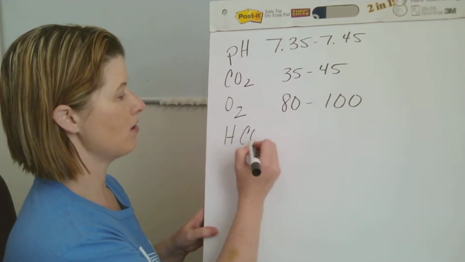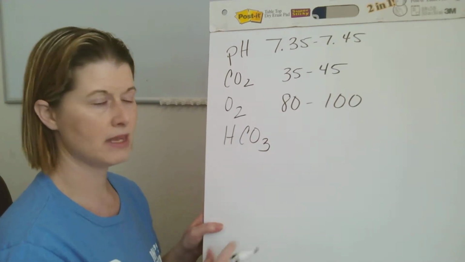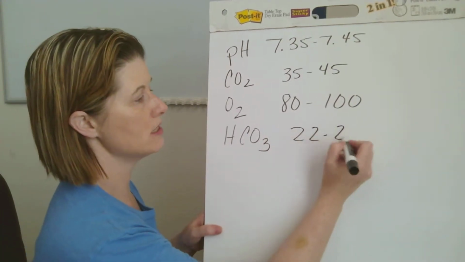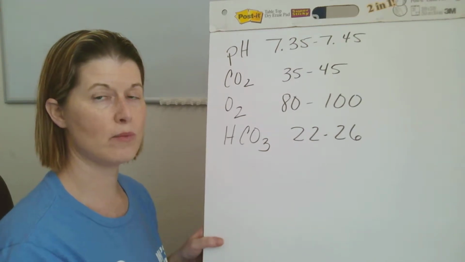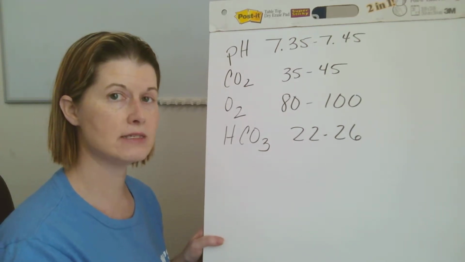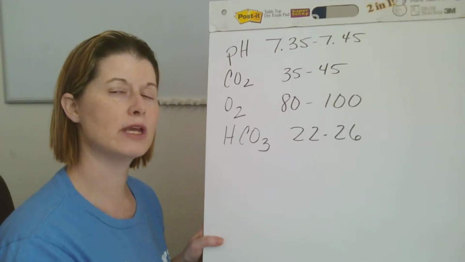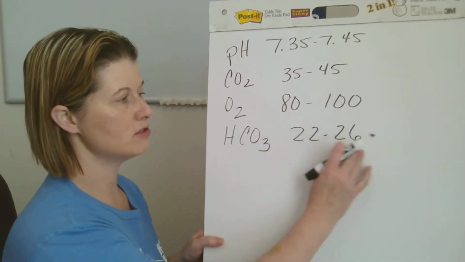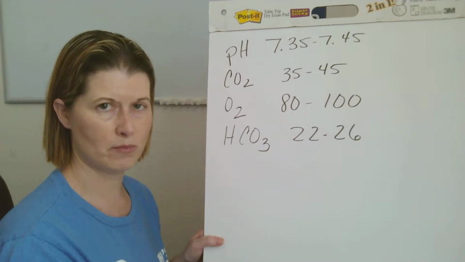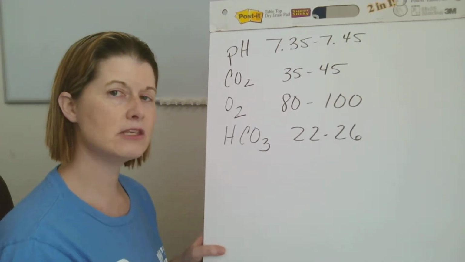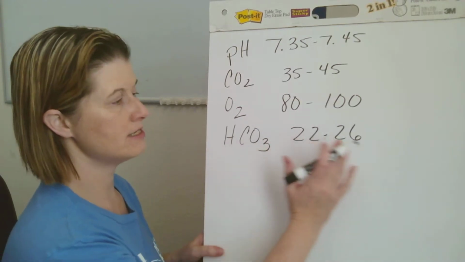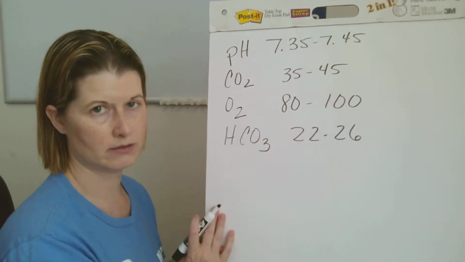And then we have bicarb, which is HCO3, and that should be 22 to 26. Some books say 28. Remember, always follow up, use your textbook for class and your hospital policy if you're working in a hospital, but this is the general bicarb number, okay? So these are your normals, so you always have to know these. The next thing that you have to know is which one is acidotic and which one is alkaline, okay?